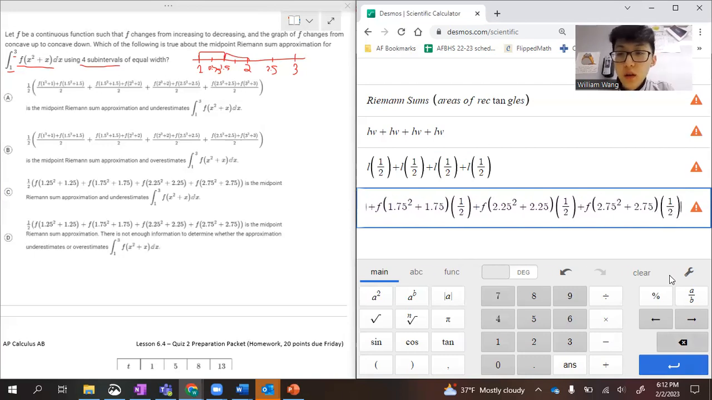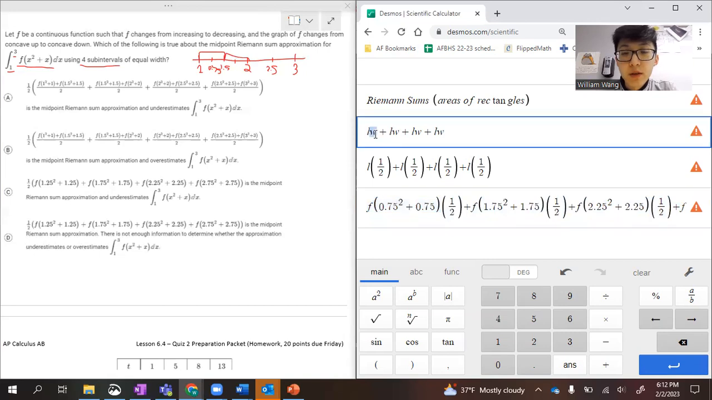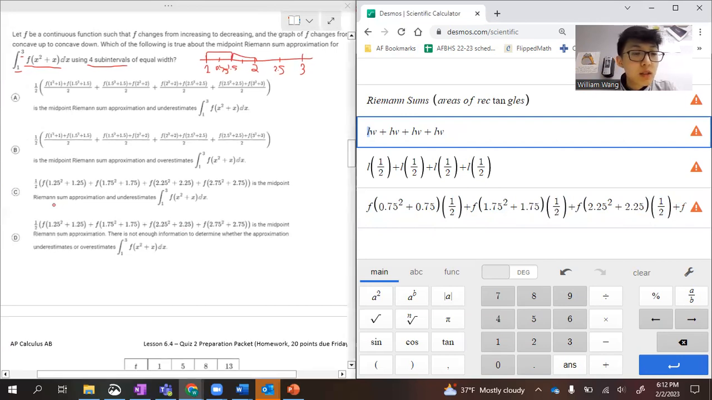Okay. So here's my midpoint, right? You can see how it's broken down. Each of the 1/2 is the W. Each of the lengths is figured out by plugging my midpoint into my function to find the height or the length of the rectangle. All right, now what does this look similar to? This is going to look similar to either C or D. So I'm going to cross out A or B, right?